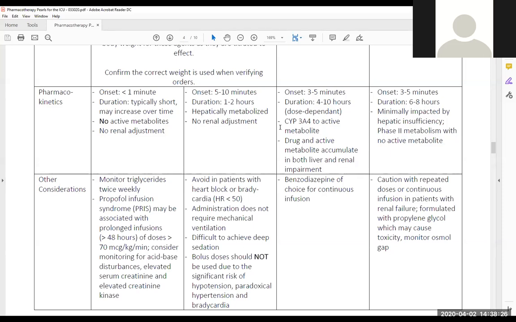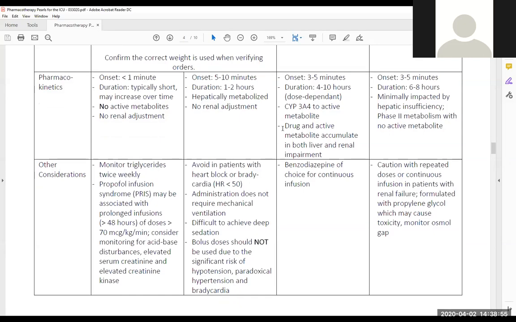For the other medications, dexmedetomidine should never be used in combination with paralytics because it doesn't provide deep enough sedation. So even if it is used, it should be coupled with another sedative, such as a benzo or propofol. And lastly, I just want to highlight that with lorazepam in patients with renal failure, its diluent propylene glycol may accumulate and cause toxicity, so you should be monitoring the osmolar gap.